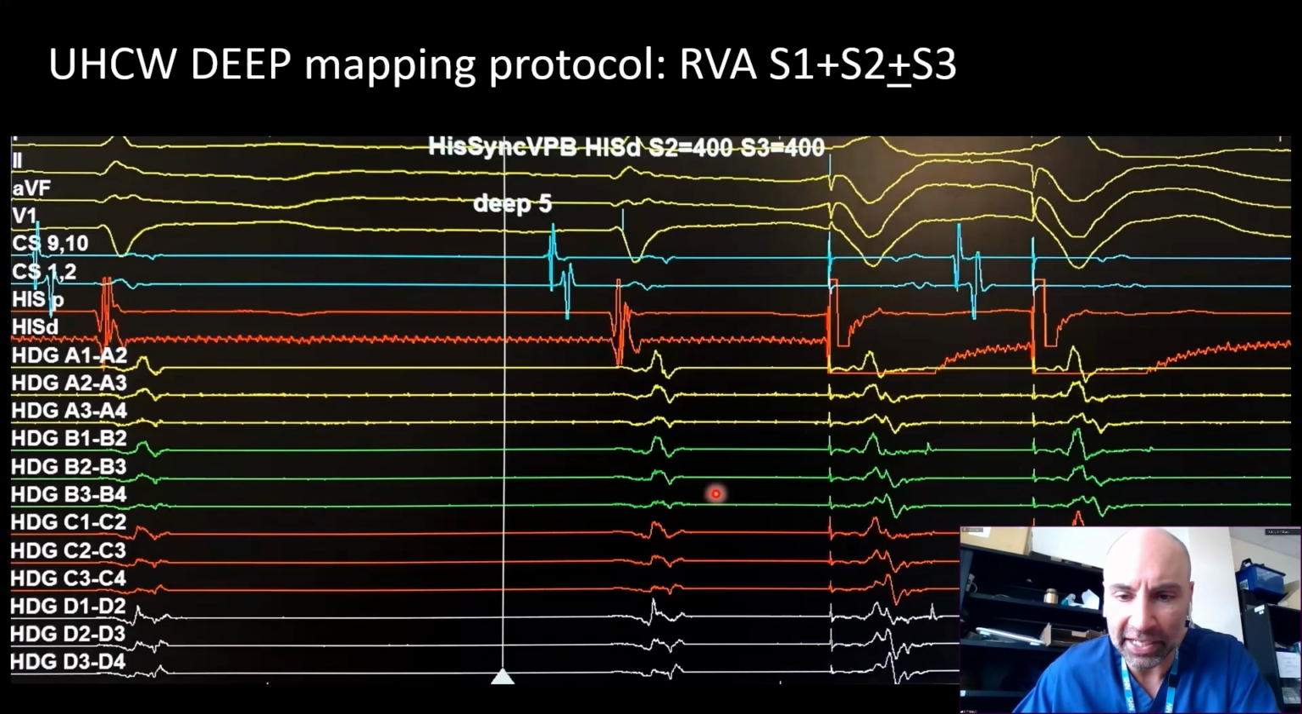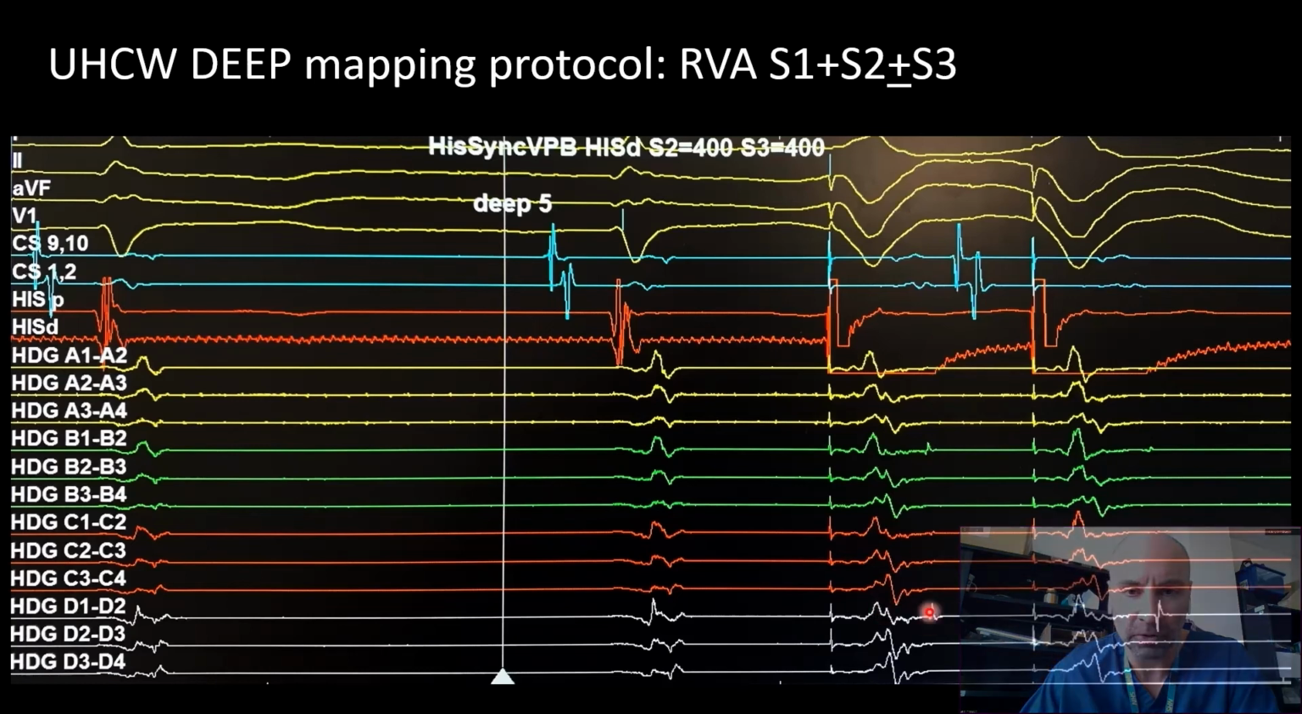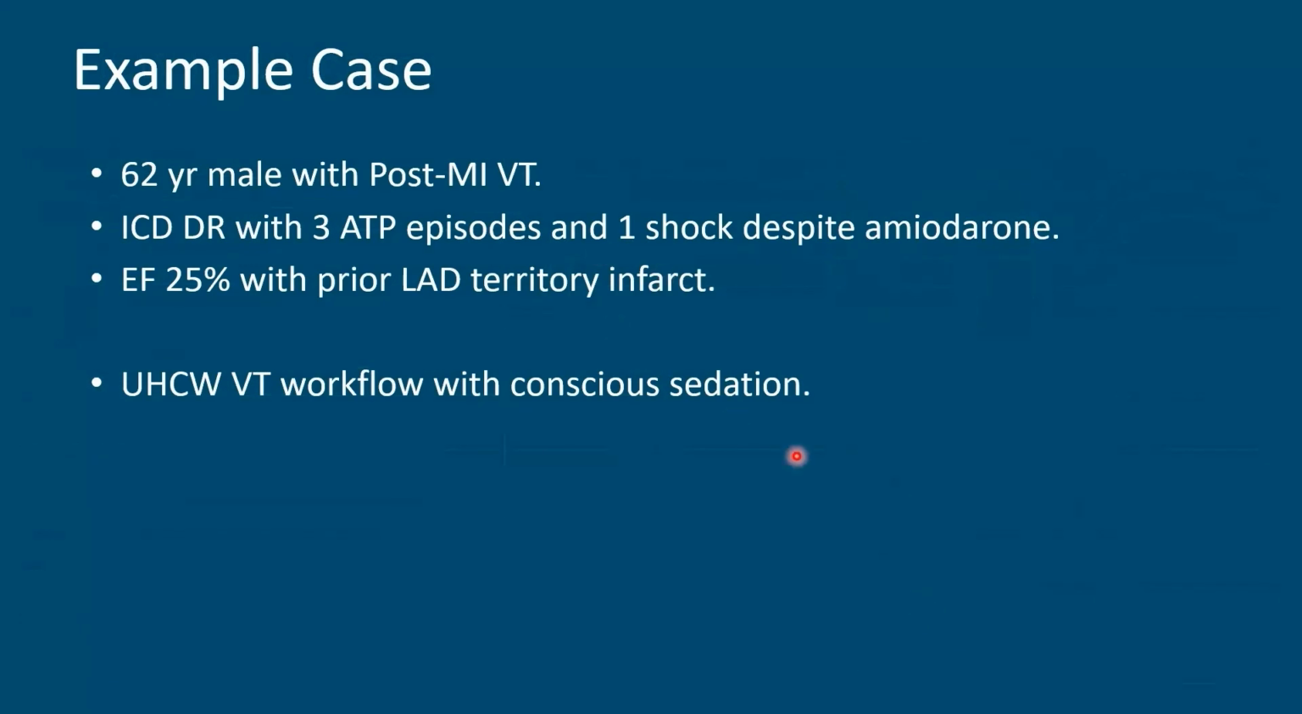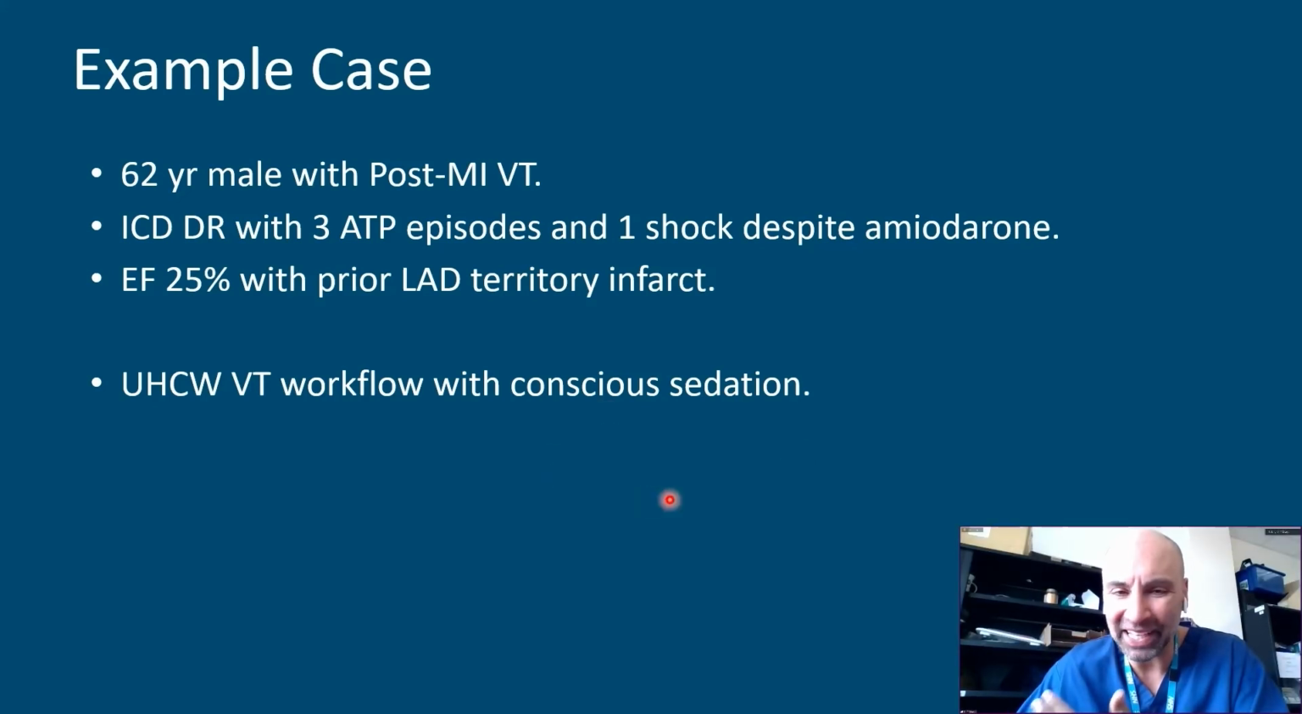And here you can see a sinus beat with no exciting components within the near-field EGMs. However, with our sensed extras, you can see on D1, D2, there is clear decrement of a late potential. Example case, this was a 62-year-old male post-MI VT, ICD-DR with 3 ATP episodes and 1 shock despite amiodarone, EF of 25% with a prior LAD territory infarct. And we applied our VT workflow, and 90% of our cases are done under conscious sedation.